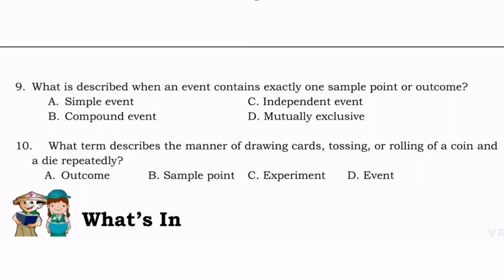Number 9. What is described when an event contains exactly one sample point or outcome? The answer is A. Number 10. What term describes the manner of drawing cards, tossing or rolling of a coin, and a die repeatedly? The answer is C.